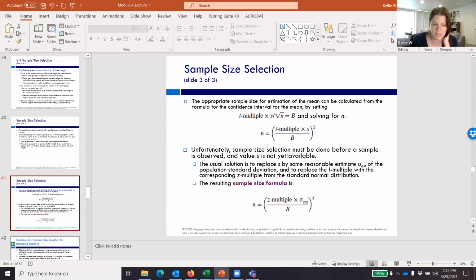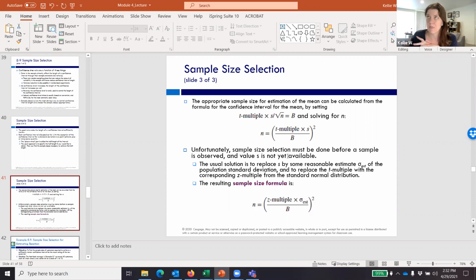We know we're going to be a little bit off there, because if you remember, we talked about the difference between the T distribution and the normal. Remember, the T distribution for smaller n's is a bit wider, but we're going to assume that since our n is going to be sufficiently large, we can use the normal distribution as a good approximation. So we're going to use the Z multiples. And then we're going to have to make some guess at the population standard deviation somehow.